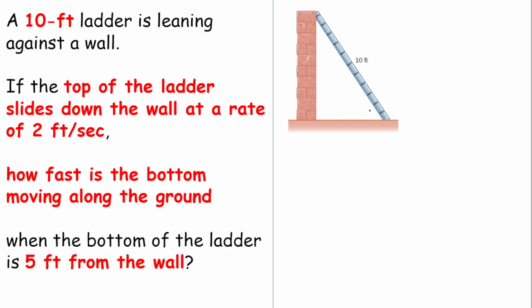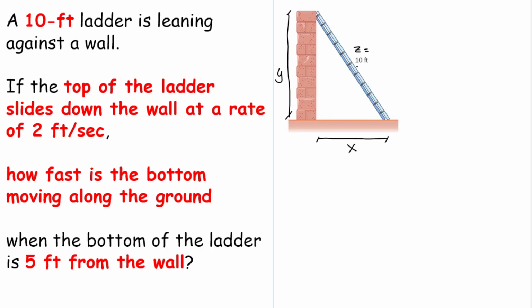Okay, here we have our situation, and the ladder is falling down with a speed of 2 feet per second. First, I want to denote the distance from the wall to the bottom of the ladder as x. So this is our x. And then the height of the ladder on the wall as y. So this distance here is y. And we have the ladder as z, and z is equal to 10 feet.